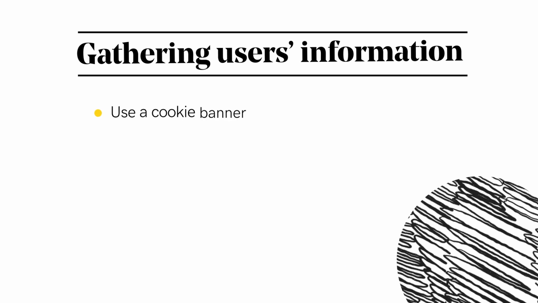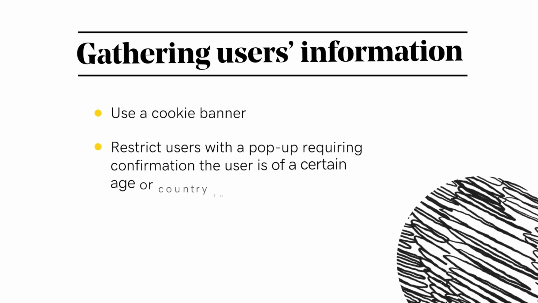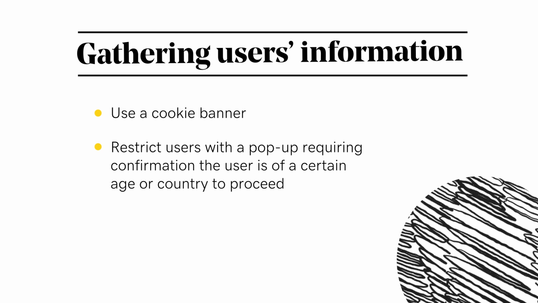Make sure that whether it's gathering users' information or restricting users from seeing the website, these delineations are clearly stated to the visitor. For gathering users' information, use a cookie banner or restrict users with a pop-up requiring confirmation the user is of a certain age or country to proceed.